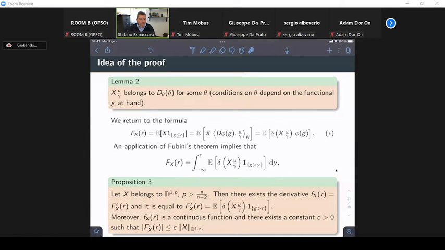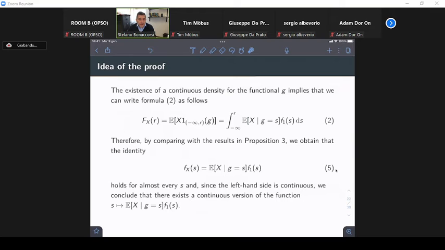And finally, you say, okay, suppose that x belongs to D1P for p larger than n divided by 2. Okay, so this proposition is especially given for the first example. In example 3, some similar conditions should be given. And in this way, you can prove the existence of the derivative fx of the functional capital Fx. This is a continuous function and it is bounded by a constant times the D1P norm of x, so it's continuous and bounded as required.